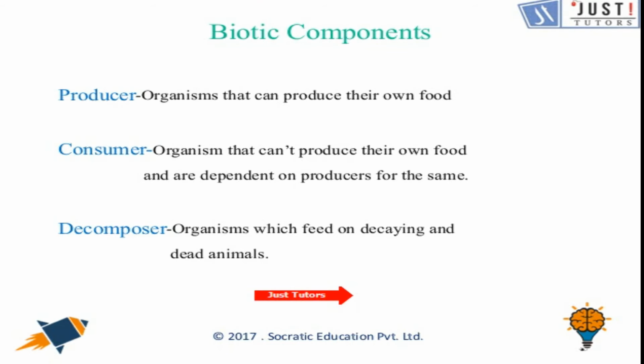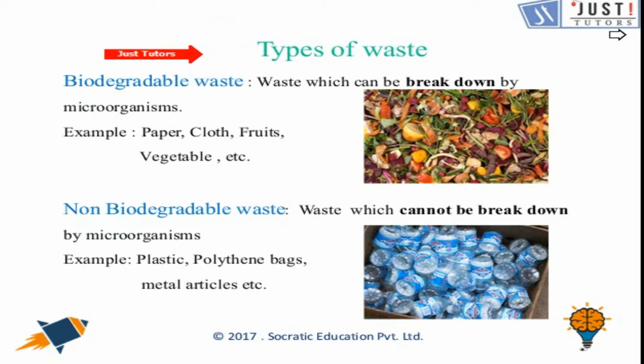Let's move forward towards the next slide and talk about types of waste. Let's talk about biodegradable waste first. Substances which can be decomposed by microorganisms are called biodegradable substances. All the organic substances are biodegradable, for example paper, cloth, fruits, vegetables, etc. Now let's discuss non-biodegradable waste. Substances which cannot be decomposed by microorganisms are called non-biodegradable. For example, plastic, polythene bags, metal articles, etc.